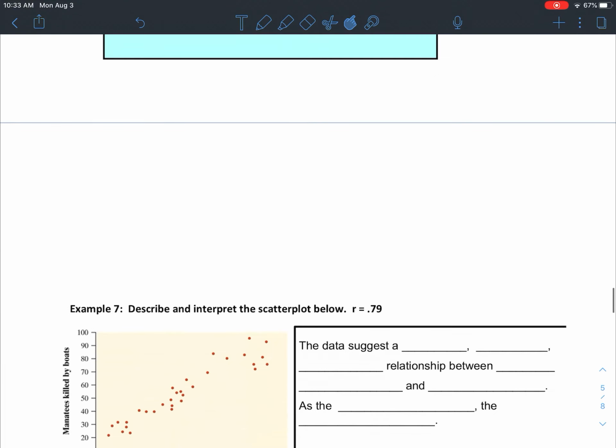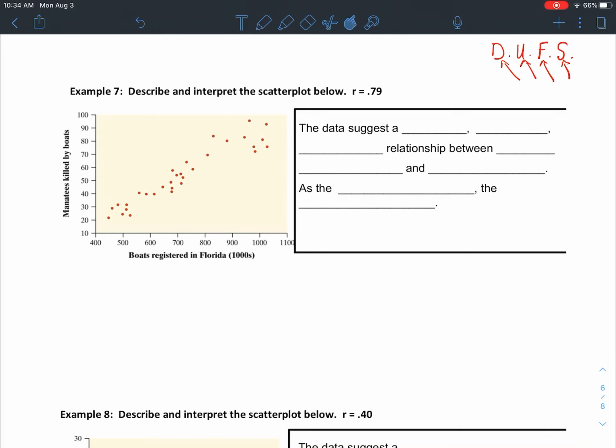So we had practiced in the previous video going through the acronym DUFS for describing a scatter plot. This is direction, unusual values, form, strength, and we always want to make sure we're using context. So you can see what we have here is the boats that are registered in Florida, by the 1,000s. And then this is the number of manatees that end up being killed as a result of these boats. And they did give us that the correlation was 0.79. So we can say the data suggests that there is a, we could call this strong, probably fine if you chose moderately strong as well.